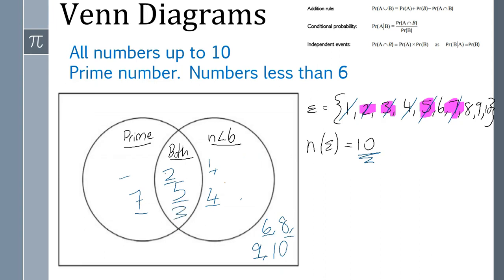Let's try again. 1, 2, 3, 4, 5, 6, 7, 8, 9, 10. That's better. So your entire Venn diagram has to add up to all the data. And if you've got percentages or decimals, it needs to add up to 1 or 100%. So just keep that in mind. So that was a pretty simple one. And we can see there that the both are in the middle, prime numbers less than 6.